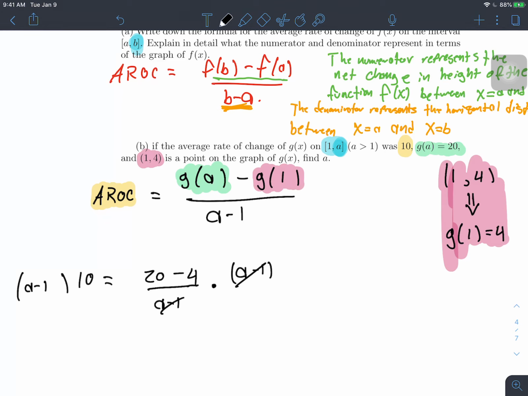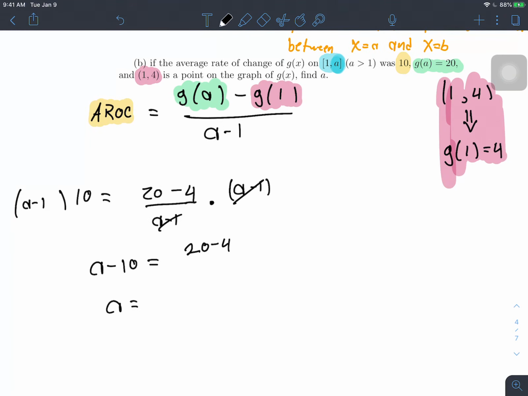And we wind up with a minus 10 equals 20 minus 4. In other words, 16. What am I doing here? This should be 10a minus 10. And then this should be 10a equals 16 plus 10. So a equals 26 divided by 10 equals 2.6.